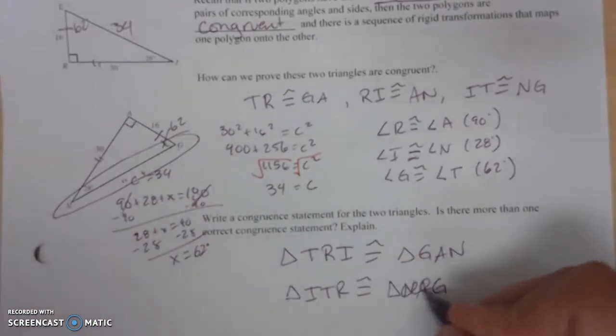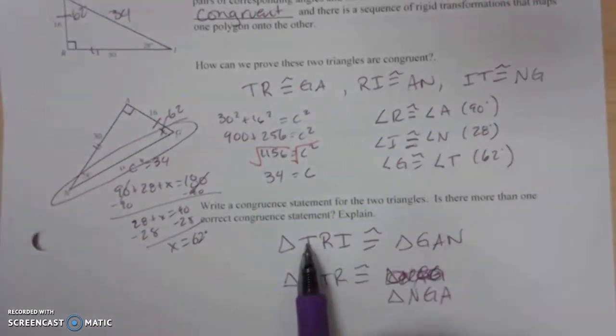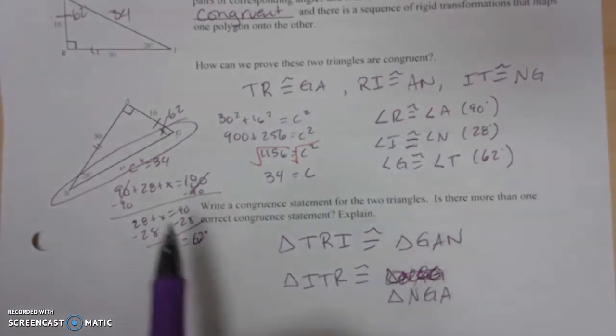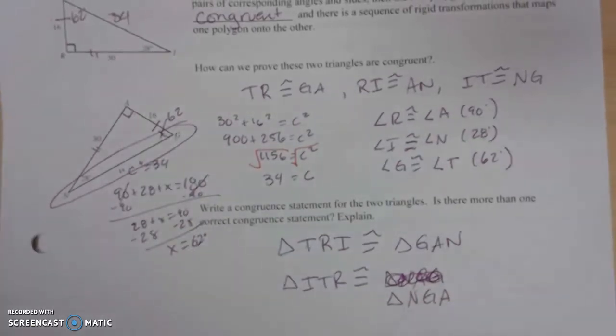NGA. Good thing I made a mistake to make a point, because I was going to say, notice the T is first and it goes with the G here. The T is in the middle, the G has to be in the middle because those are the two that are 62 degrees. So the like letters have to be the same.